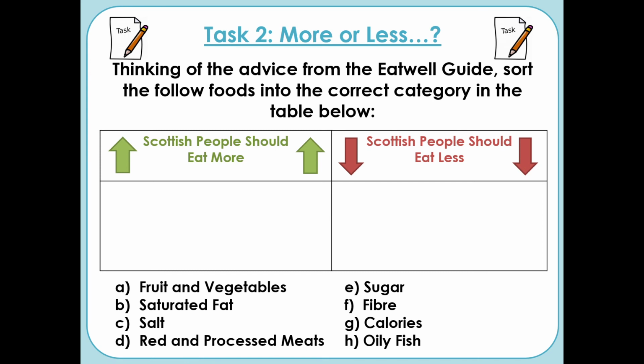Okay, so your task 2 here, guys, this has all the Scottish Dietary Goals on them in relation to the different areas that we're going to look at. So you've got fruit and vegetables, saturated fat, salt, red and processed meat, sugar, fibre, calories and oily fish. So for this task, all you need to do is decide for each one of these, do you think we should be eating more of it, or do you think we should be eating less of it? Okay, so it shouldn't take you long, just put each one of those in a box, whether you think we need to eat more or whether we need to eat less.